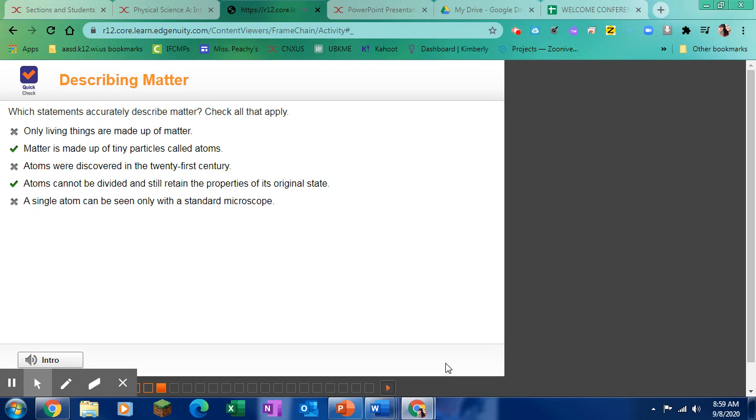All objects and living things are made up of matter. Matter is made up of tiny particles called atoms. The idea that matter is made up of atoms was first considered by Greek philosophers in the 5th century BCE. Atoms were named by the philosopher Democritus after a Greek word meaning cannot be divided.